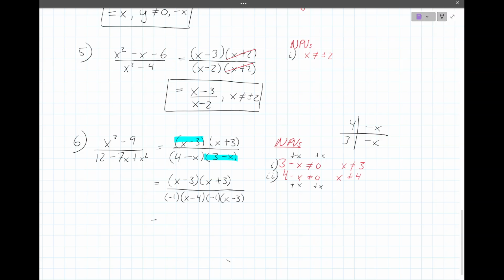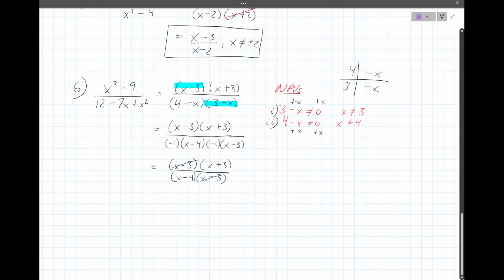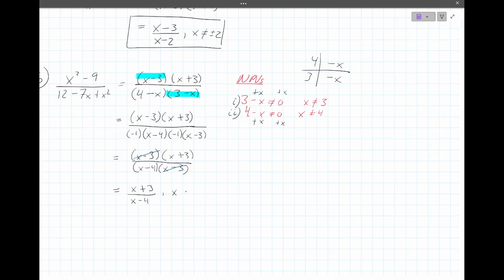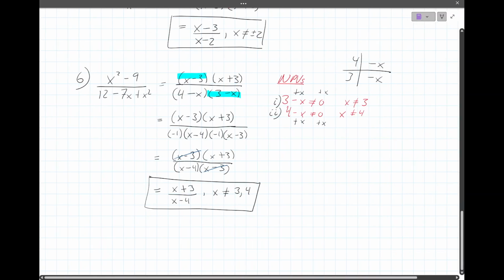Well, here, the two negatives, right? This is all multiplication now. The two negatives become positive, and I'm going to have x minus 3 over x plus 3, and I'm going to have x minus 4 over x minus 3. And I know the two negative 3's will simplify with each other. And then I'll get my final solution here, and I'll get x plus 3 over x minus 4, and x cannot equal 3 and 4, right? So that's as simplified as it can be.